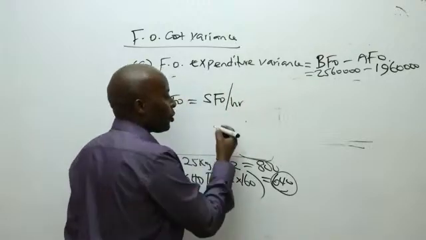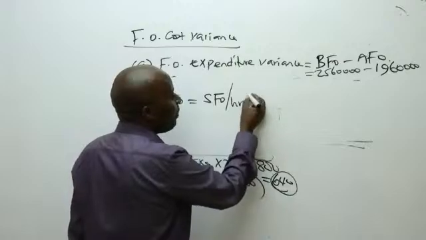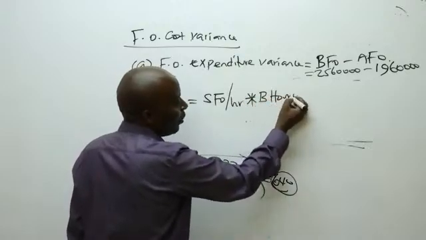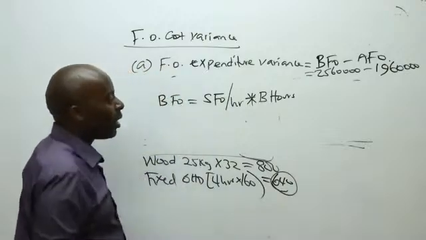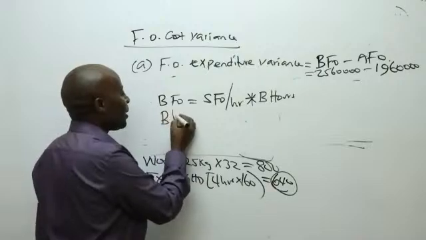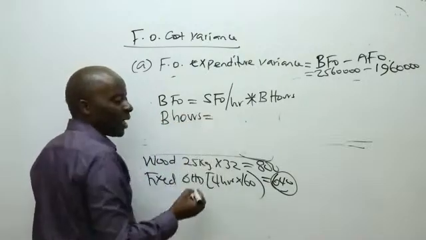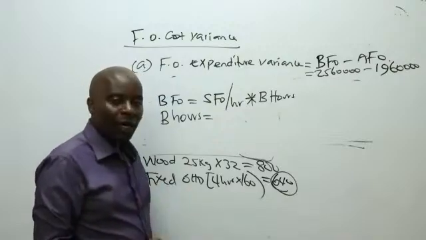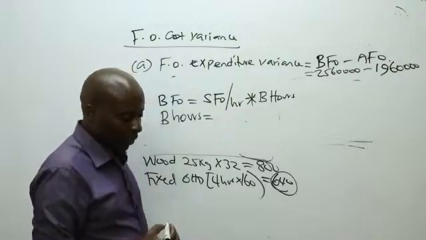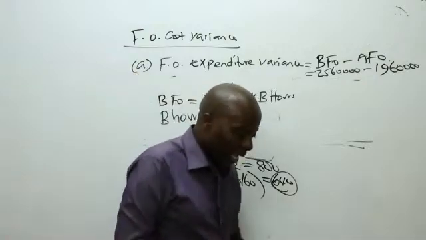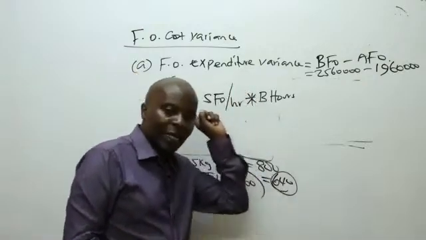And of course, if I'm talking about standard fixed overheads per hour, I must talk about the budgeted hours. So what they will do is to compute the budgeted hours first. And to get our budgeted hours, I can see the labor hours in the standard card.